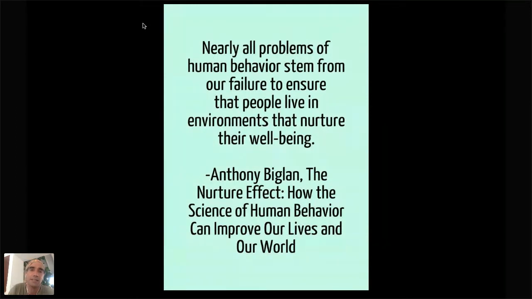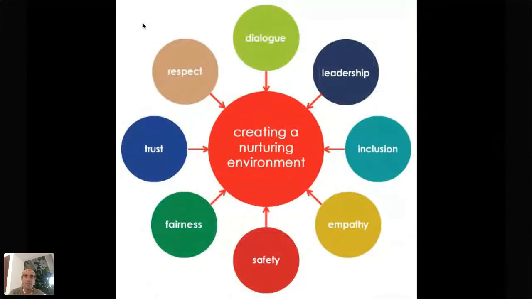So how does that work? Well, here's a nice example. A nurturing environment has a number of features. It has the capacity for open and inclusive dialogue, for people to be leaders or to seek healthy leadership, to be included in the processes that affect them, to have empathy toward them and to feel empathy toward others, to have a feeling of emotional and physical safety, to feel like the environment is fair and just, and that they can trust in the processes, the people, and themselves, and that people feel respected and feel respect for the others in this environment.